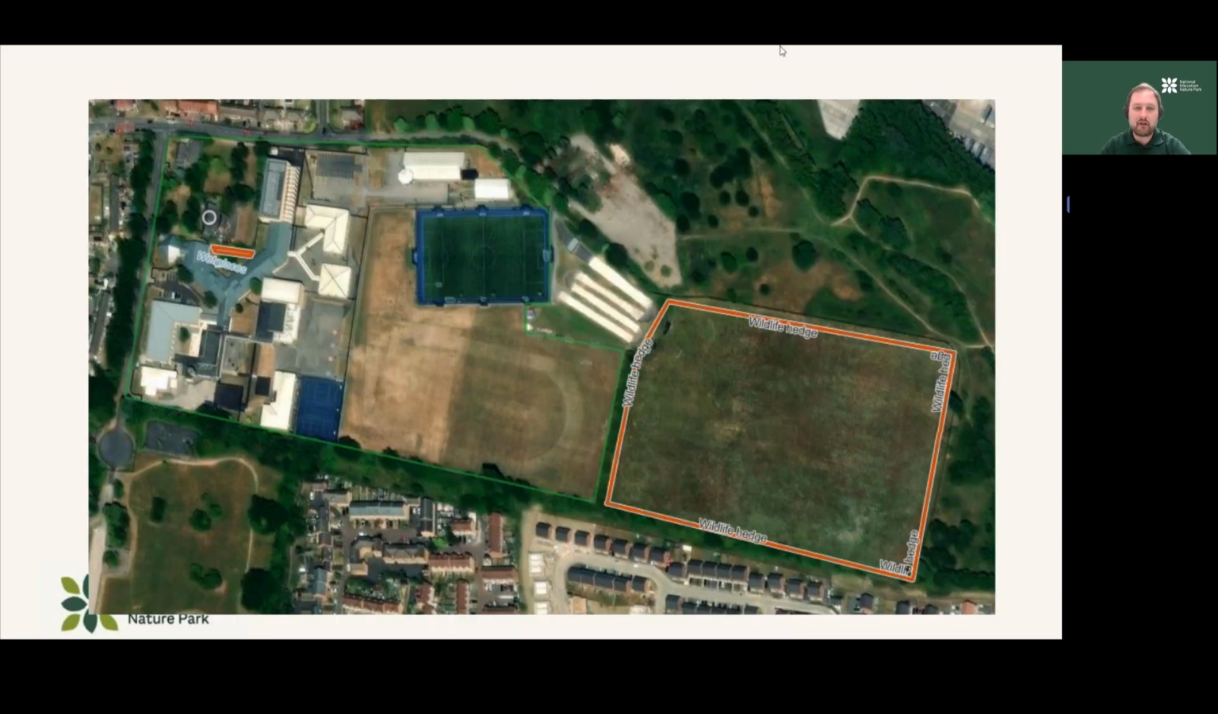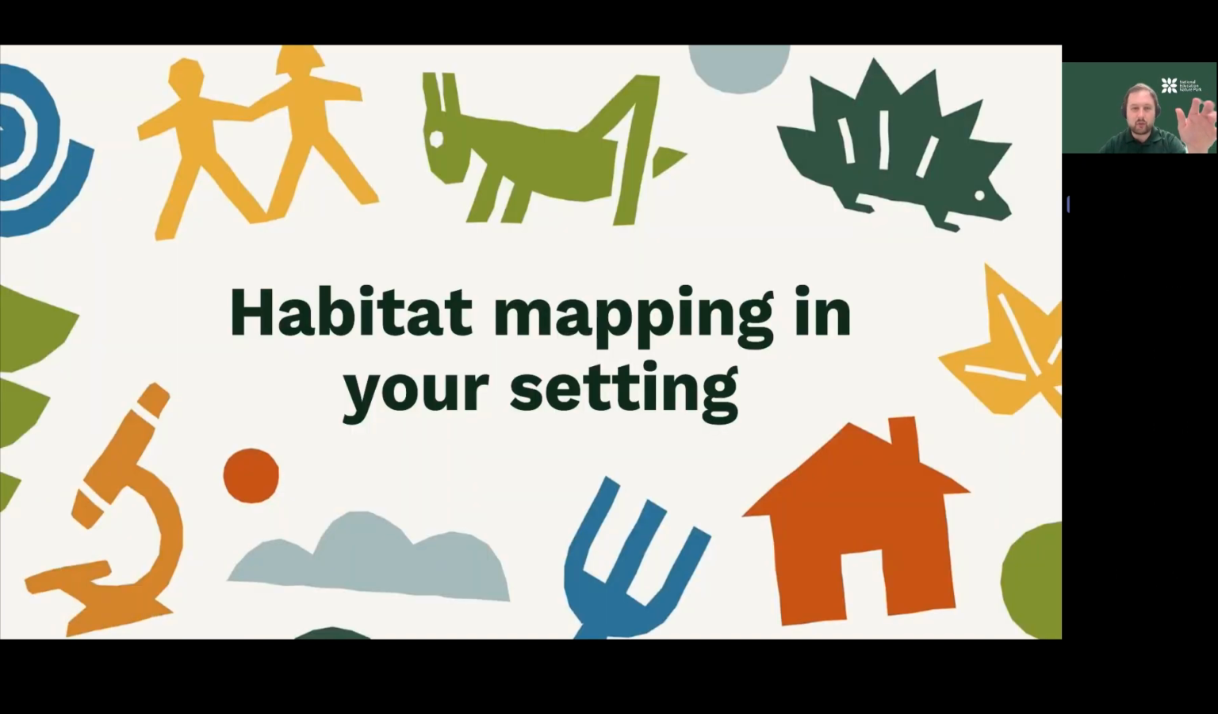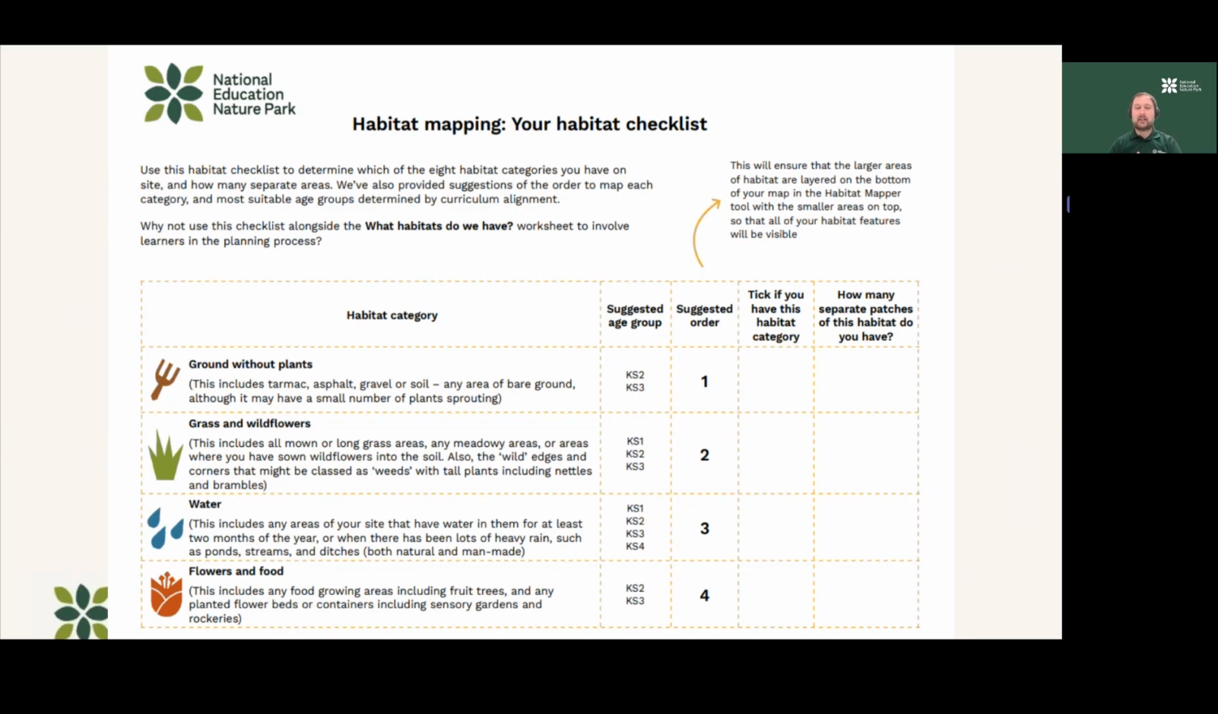And then this one, a very nice site boundary here, but they mapped this wildlife hedge outside of the site boundary. So just make sure you've done your site boundary first, and those are some of the issues we potentially do see with maps. Conscious of time, but that's habitat mapping within your setting, just some ideas.